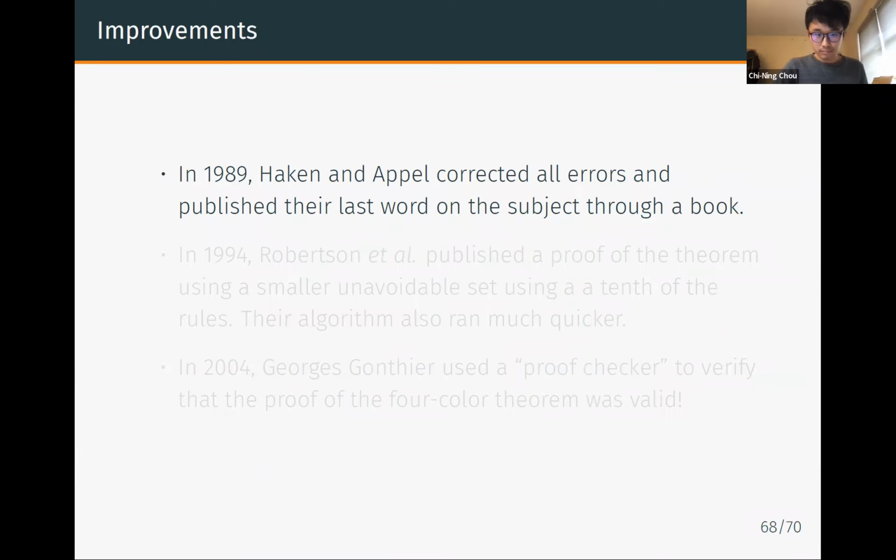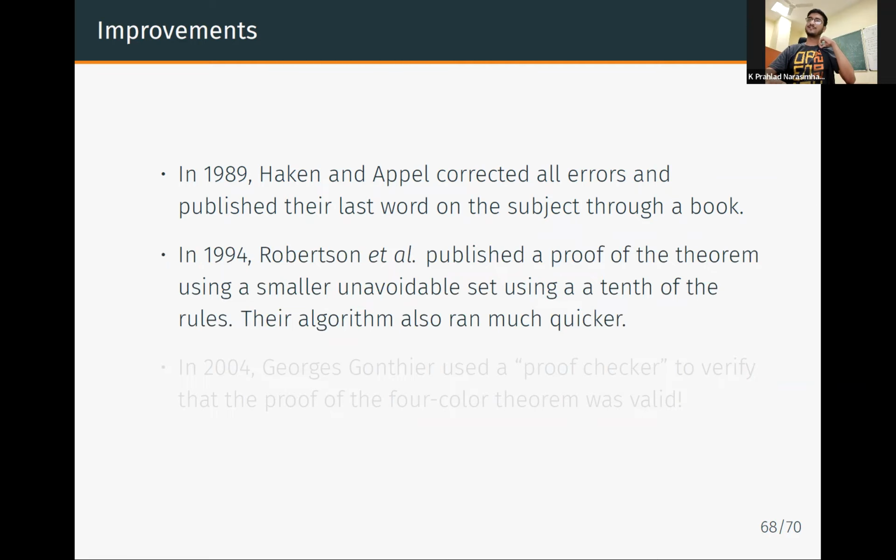Okay. So slowly, a few errors were found in the proof. All of that was fixed very quickly, right? In 1989, about 12 years after their initial publication, Haken and Appel had the last word on the subject. They published a final book, which is, I think, 700 plus 700 pages of workings. And they published it, and that's it. No other word from them. They fixed all the errors.